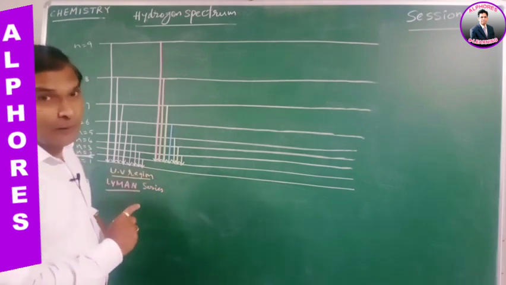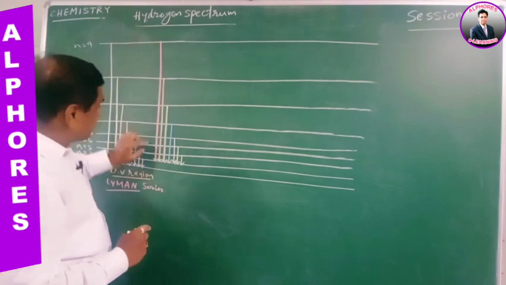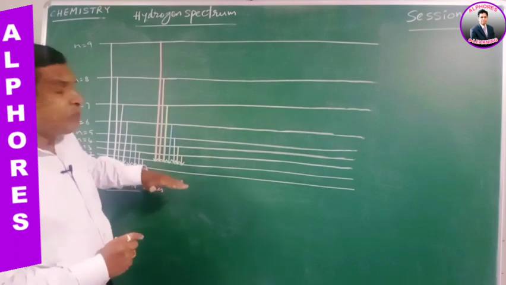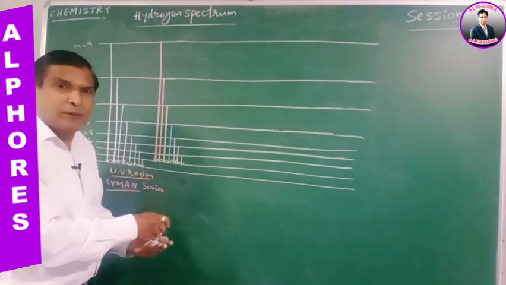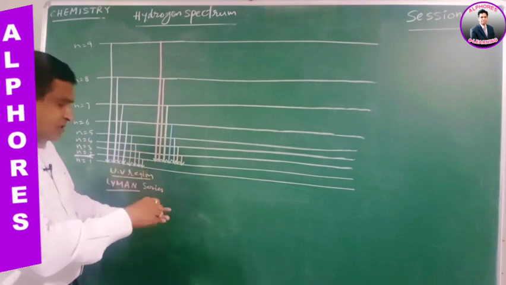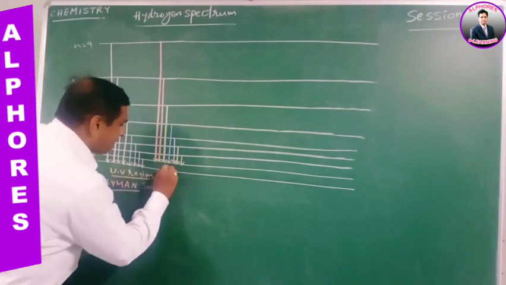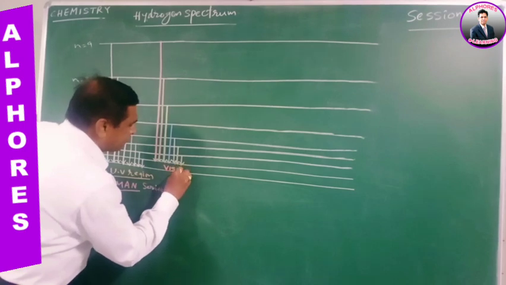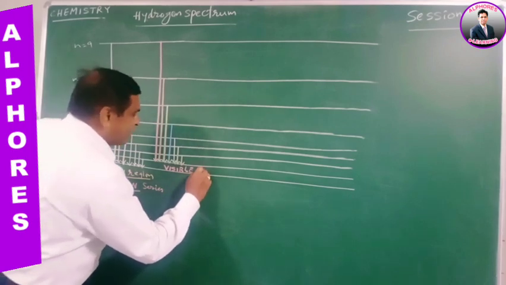Already we had the discussion. Now any excited electron either comes directly to the second orbit, or it may come in different stages to the second orbit. It may come directly or it may come in several steps. So if it touches the second orbit, the emission radiation of those spectral lines is observed in the visible region of hydrogen spectra.